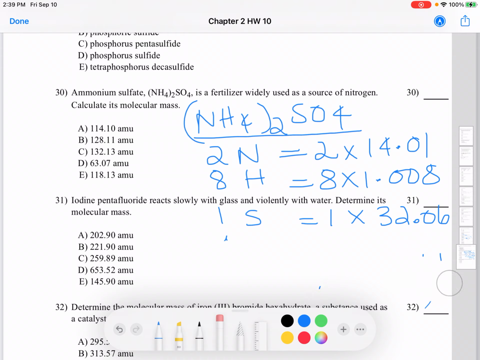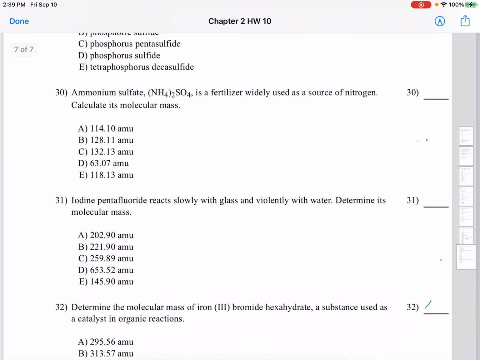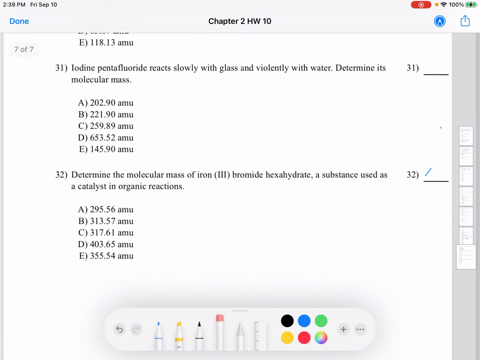And then the next one, you are given the name, and then you need to figure out what the formula is going to be. Iodine pentafluoride. Iodine is a non-metal, fluoride is a non-metal, so it's a covalent compound. It just says iodine, 1 iodine. If it were 2, it would say diiodine. Pentafluoride means 5 fluorides, IF5.